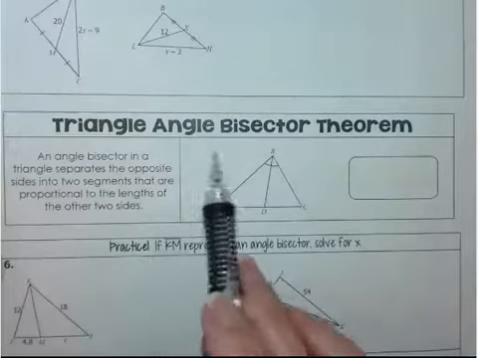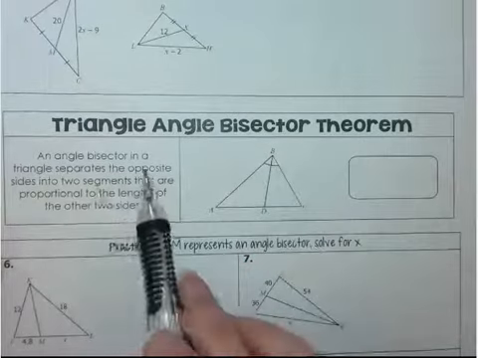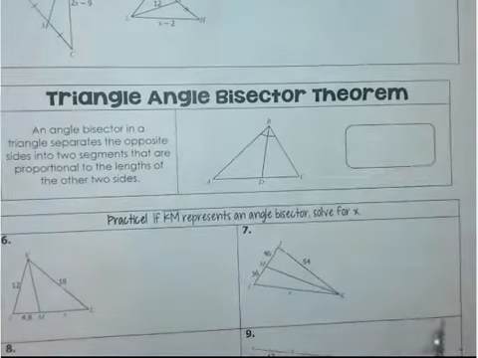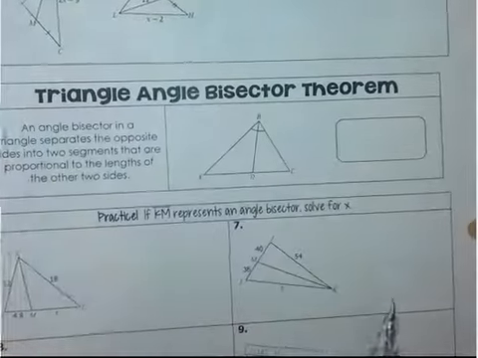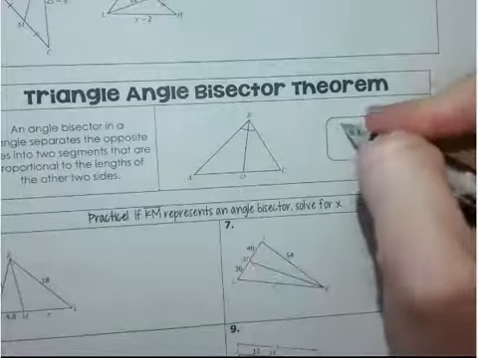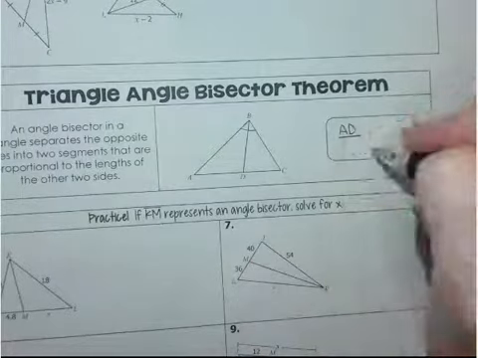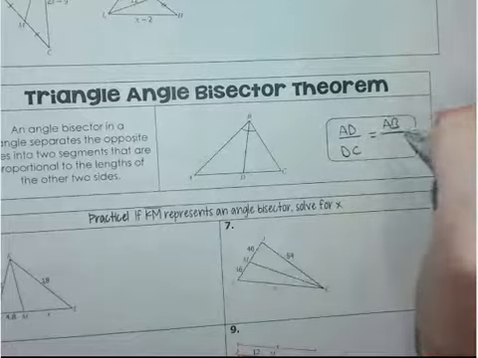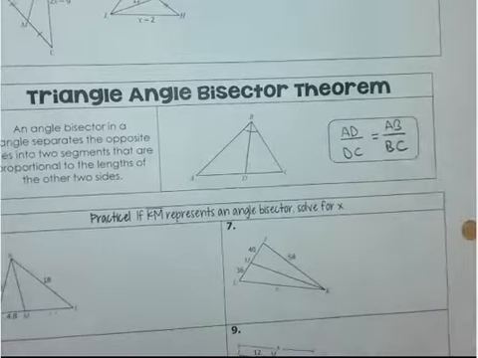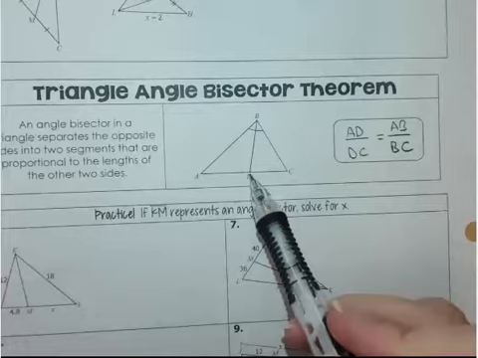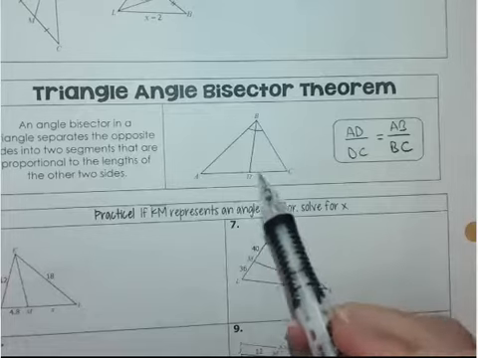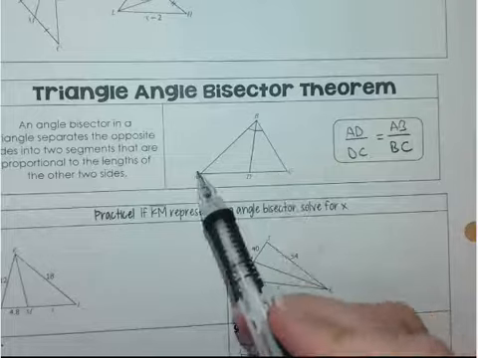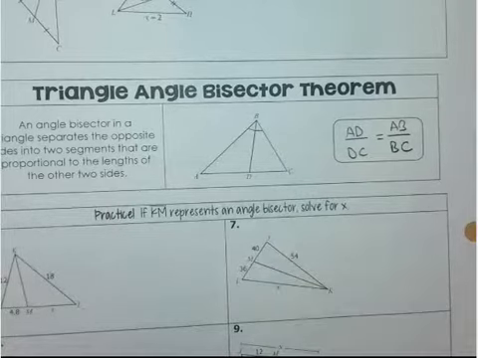Okay, and then we have the triangle angle bisector theorem. So an angle bisector in a triangle separates the opposite sides into 2 segments that are proportional to the lengths of the other 2 sides. So what this means here is that AD over DC is equal to AB over BC. So we've got the angle bisector. It's separating this opposite side into 2 segments, which are AD over DC, and they're proportional to the lengths of these other 2 sides, AB over BC.